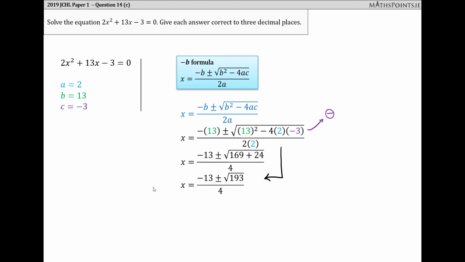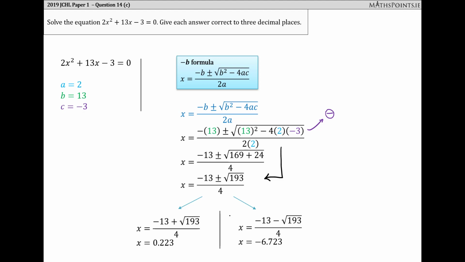So it's going to become minus 13 plus root 193 over 4, that will give us one solution. And then we have minus 13 minus root 193 over 4, and that will give us a second solution. If we throw each of these into our calculator and then press the SD button, we'll get 0.223 and we'll get minus 6.723. Just be careful to have a look at the 4th digit after the decimal point and make sure that it's not 5 or higher. If it's 5 or higher, we have to round up the 3rd place, and if it's less than 5, we can keep the digit as it is. So these are our 2 solutions to the quadratic equation.